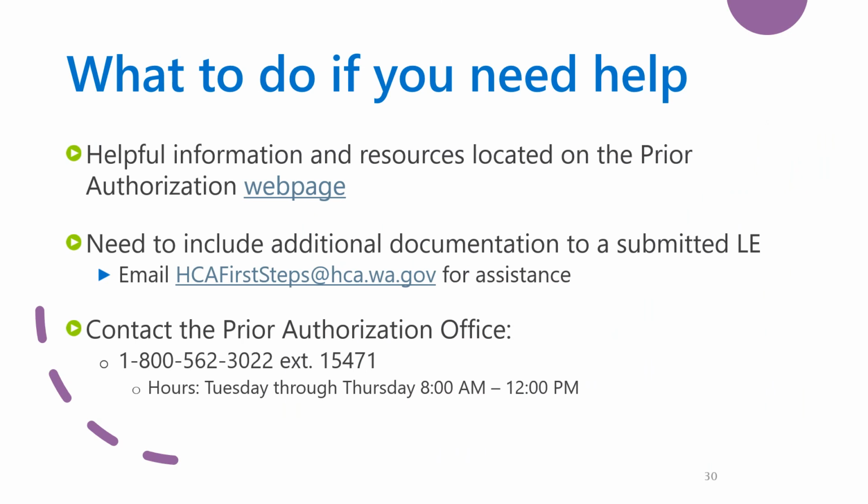If you become stuck or have questions, first check out HCA's prior authorization webpage. If you need to include additional documentation to an already submitted request, email the First Steps program managers at hcaFirstSteps@hca.wa.gov. You can also contact the Prior Authorization Office for assistance in submitting a request. If your question is related to MSS or ICM specifically, please reach out to the First Steps program managers, as the authorization staff cannot answer program questions.